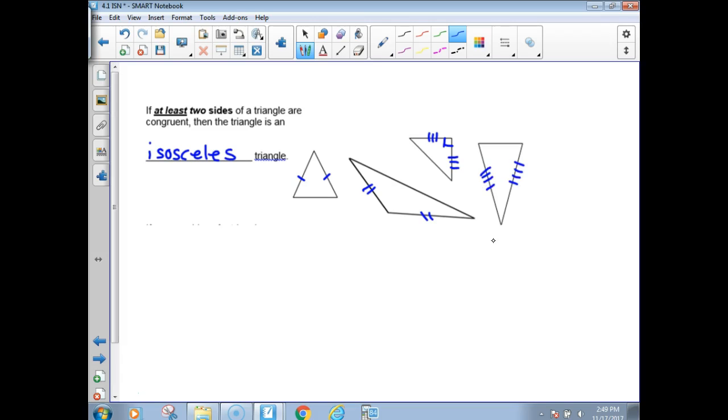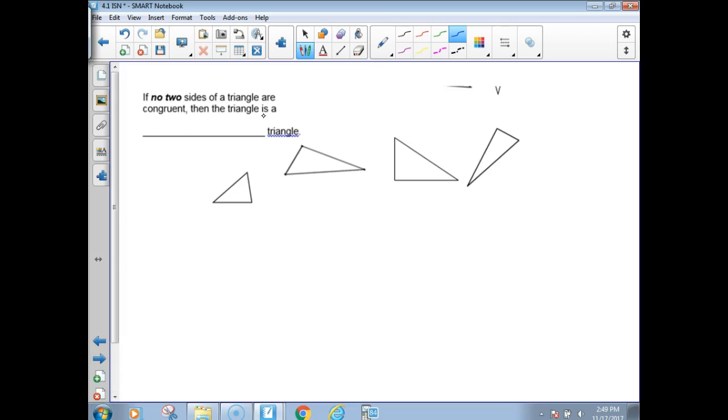I don't usually go past 4 of those slashes. It is the most I've ever seen on a diagram. But I just didn't want to imply anything there was equal. Okay? All right, so those are all examples of isosceles triangles.